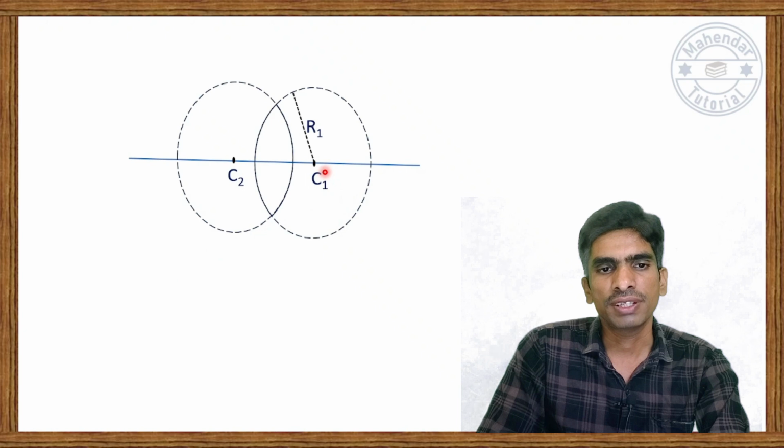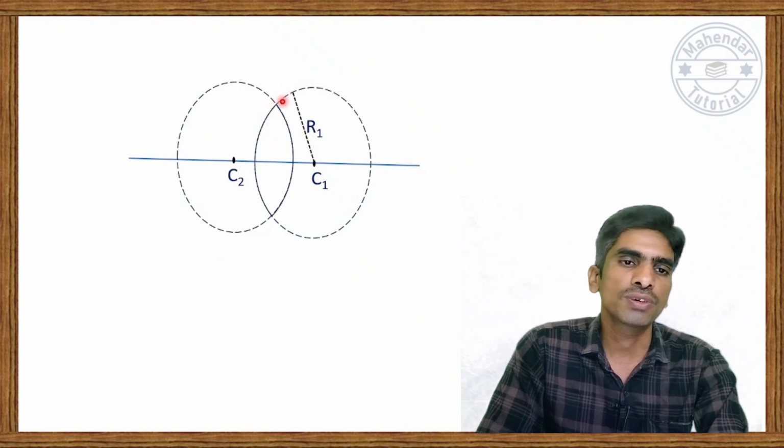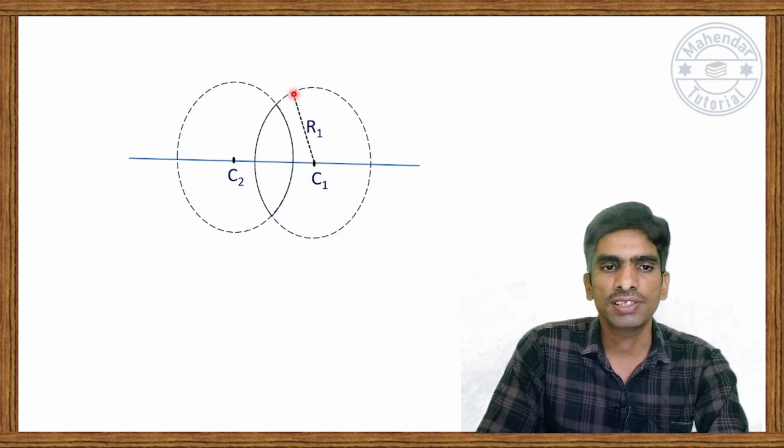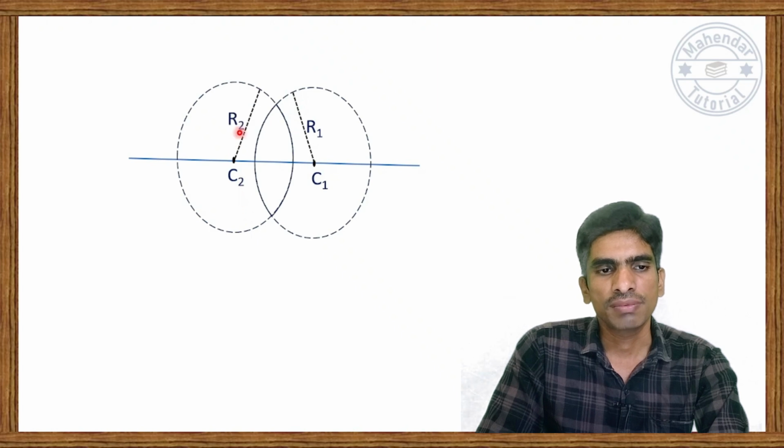The distance between the center of curvature and the curved surface is known as radius of curvature. It is indicated with R1. From here to here, the distance is known as radius of curvature. It means center to curved surface. Similarly, the distance between C2 and the curved surface is also known as radius of curvature. It is indicated with the letter R2. R1, R2 are the radii of curvature of the lens.